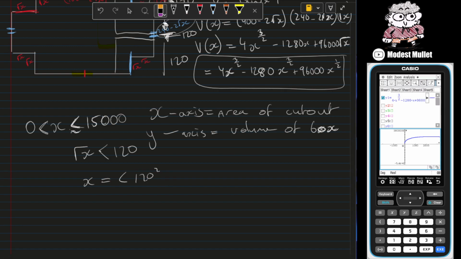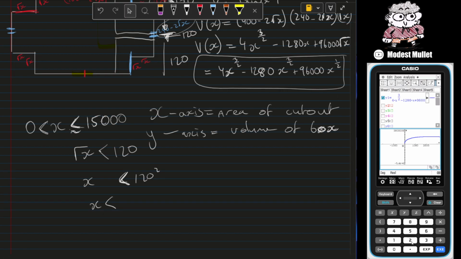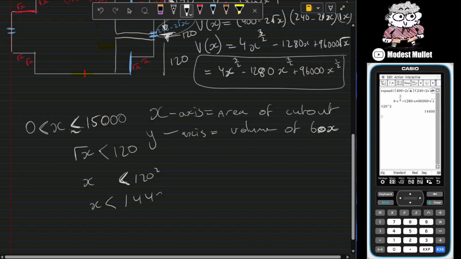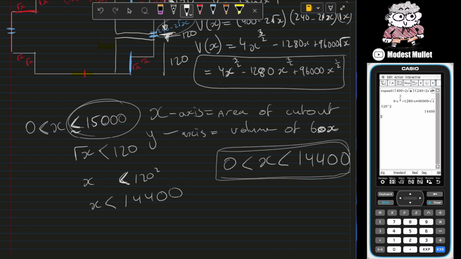Why did I write an equal sign? x needs to be less than 120 squared, so x needs to be less than, if we do 120 squared, oh look at that, it is 14,400. It's near that roughly 15,000. So it turns out for x, the area of the cutout is allowed to be between 0 and 14,400. That is our reasonable and acceptable domain.